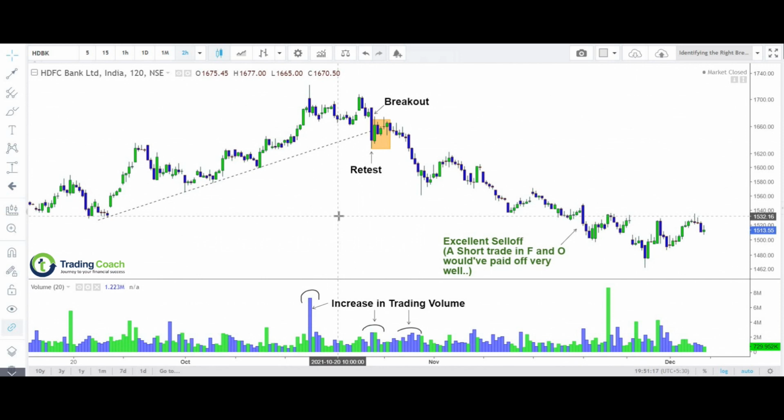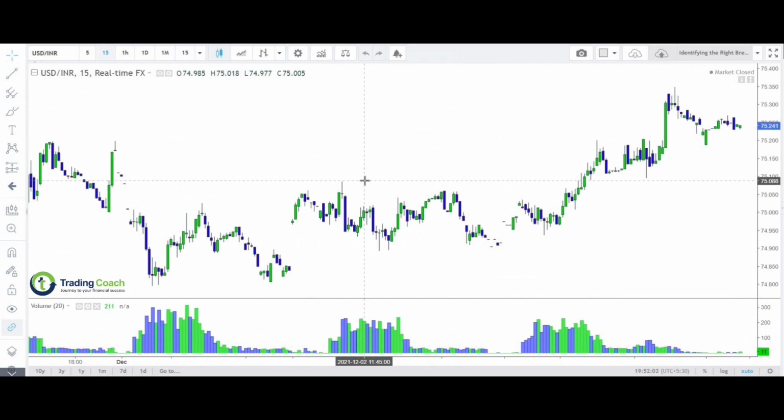Alright, so now we have looked at a particular bearish example of a good breakout. Let us also look at a bullish example of a good breakout. Take a look at this particular chart over here. So right now I'm looking at this 15 minutes time frame of USD INR Indian futures prices.